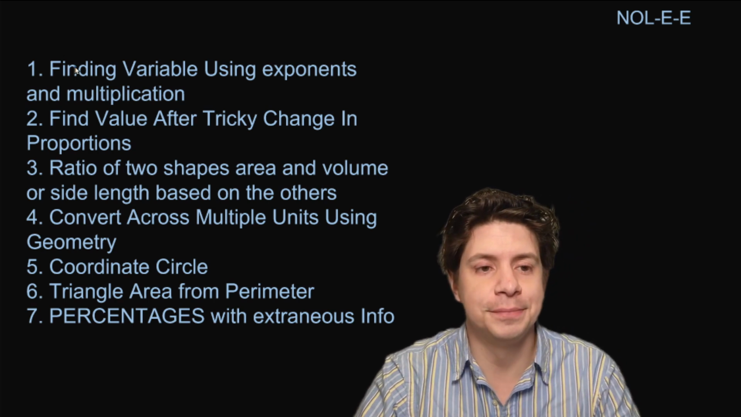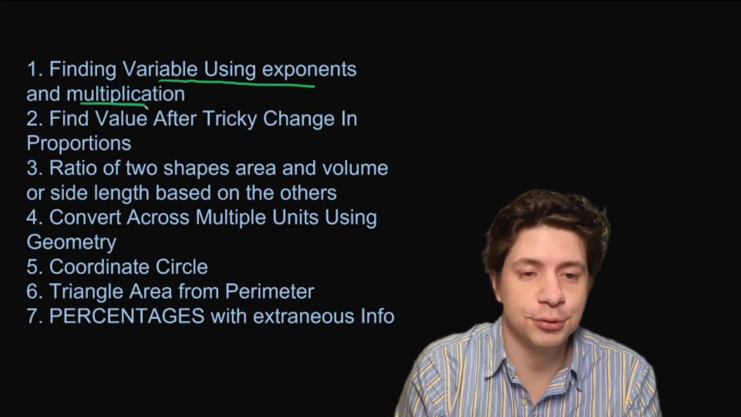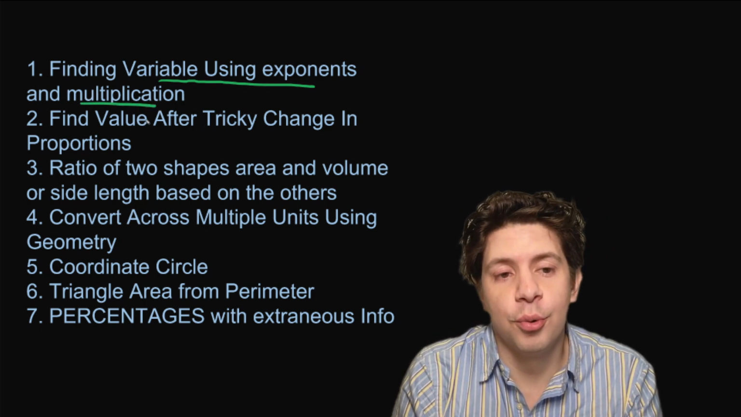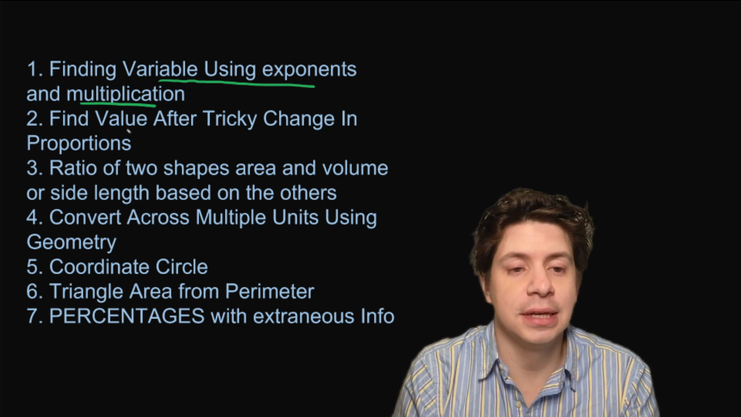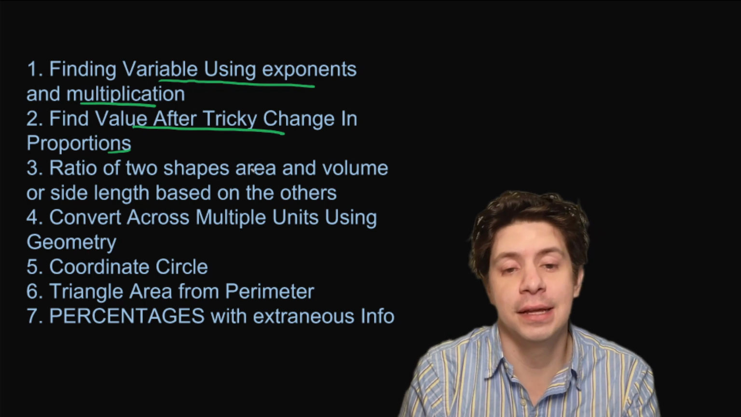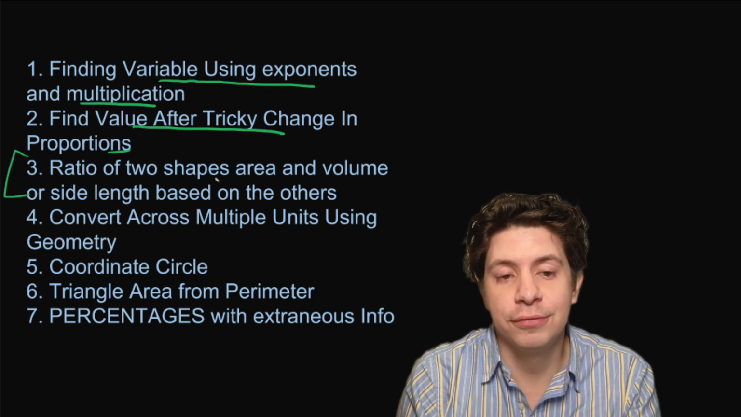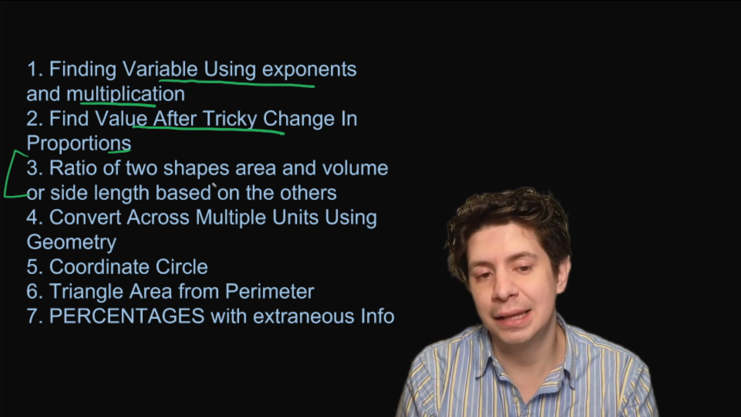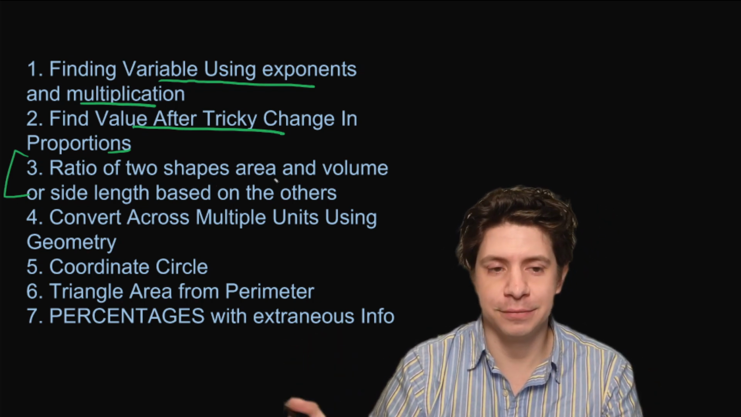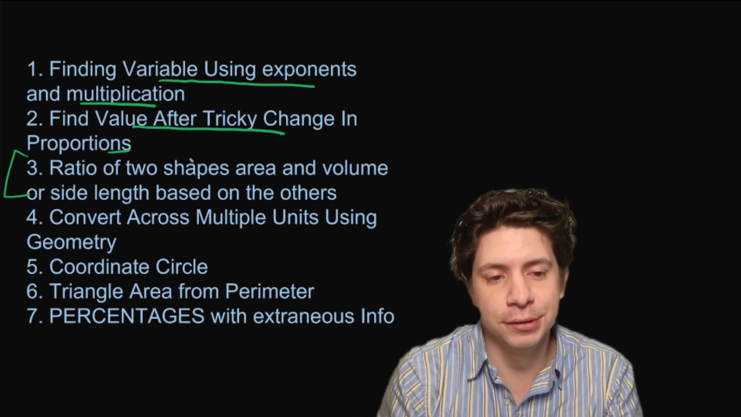So if you want to prepare for hard questions that'll be on the May SAT, you should look at these types of questions here. So you should be finding variables using exponents and multiplication. You'll see an example of that in a second. It's a non-linear hard type of question. You also will be doing ratio and rates questions in which you have to find a value after a tricky change in proportion. You'll see an example for that. They often have questions where you have to find the ratio of two shapes, area and volume, using the side length, or finding the side length based off of area or volume, or finding area when you have volume, right? And that's all about squaring and cubing.